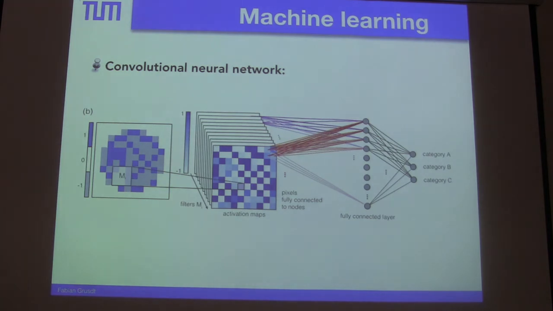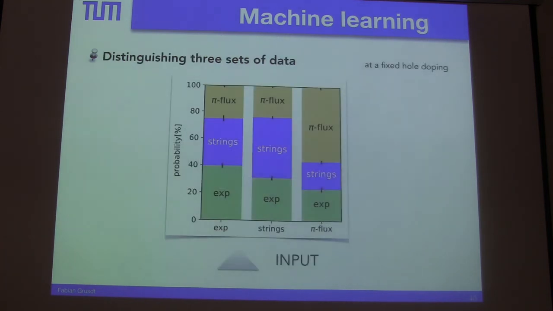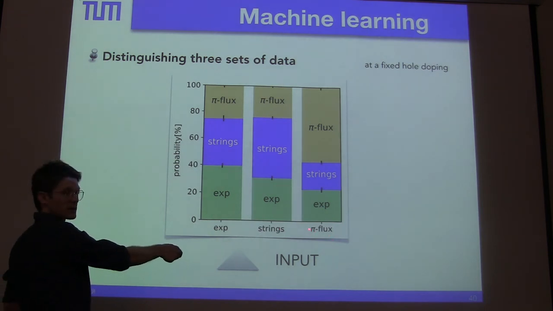Then this network runs. The first thing we do is teach it to distinguish all these three data sets. That means we basically have as possible inputs the experiment, the strings, and this pi flux state.